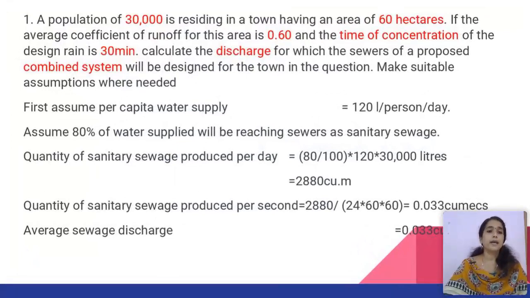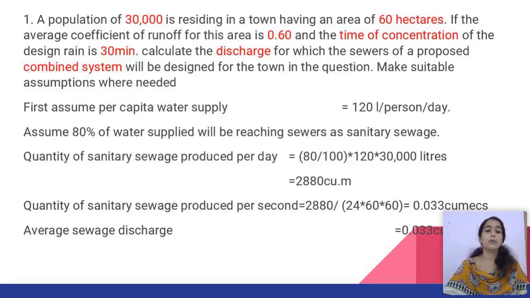The first question is, a population of 30,000 is residing in a town having an area of 60 hectares. If the average coefficient of runoff for this area is 0.6 and the time of concentration of the designed rain is 30 minutes, calculate the discharge for which the sewers of a proposed combined system will be designed for the town in the question. Make suitable assumptions where needed. Okay. These are the data provided.